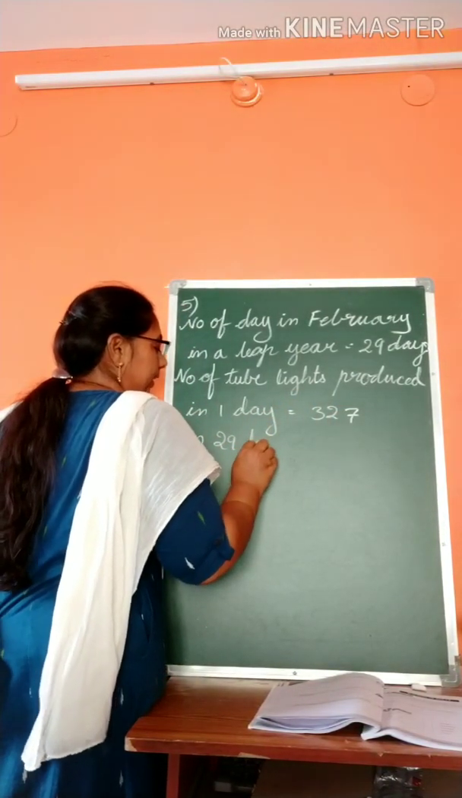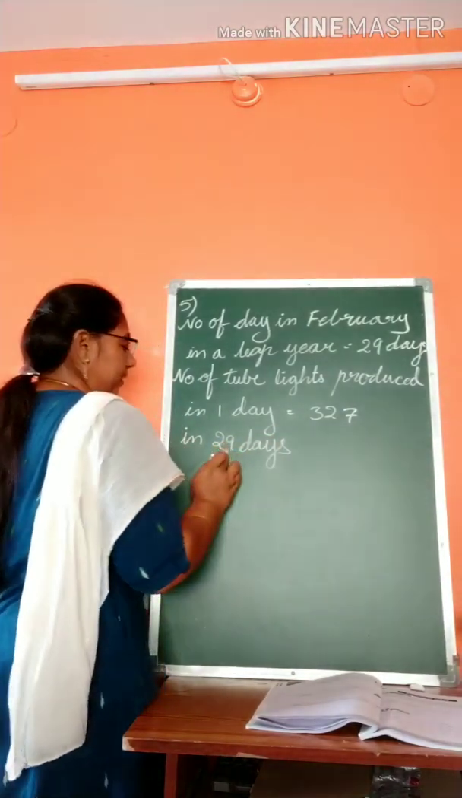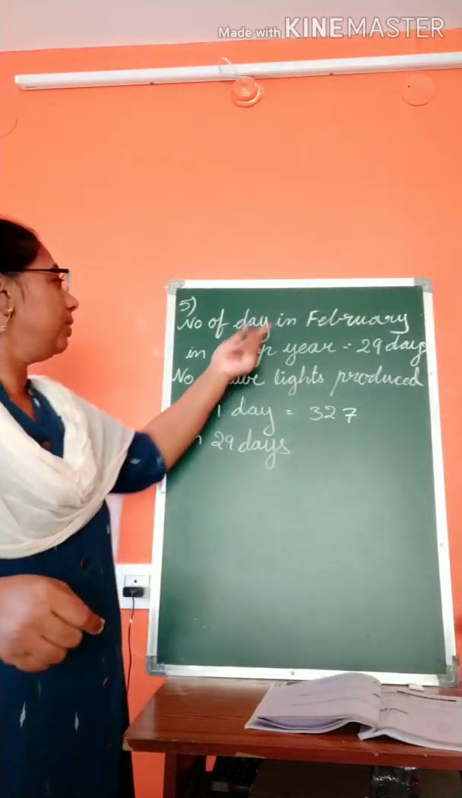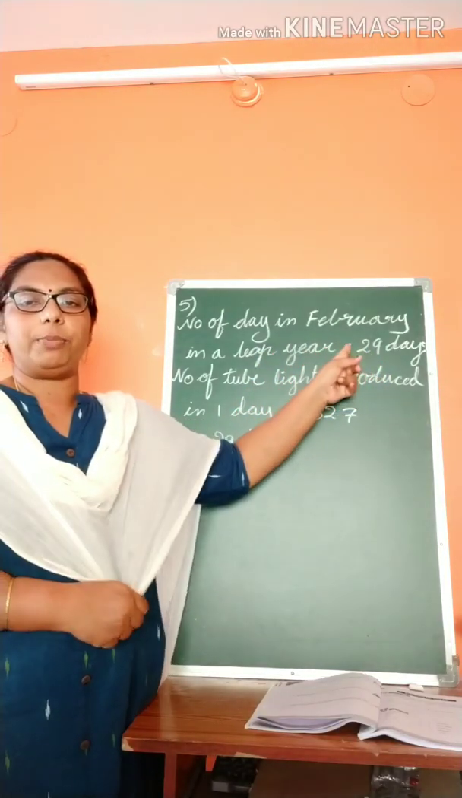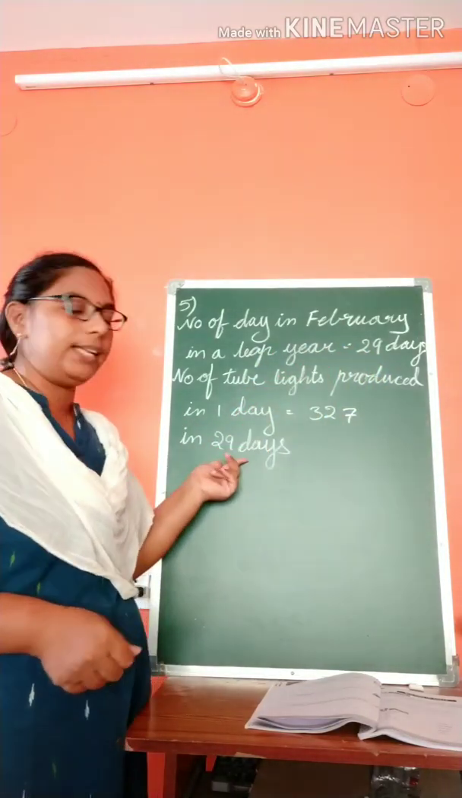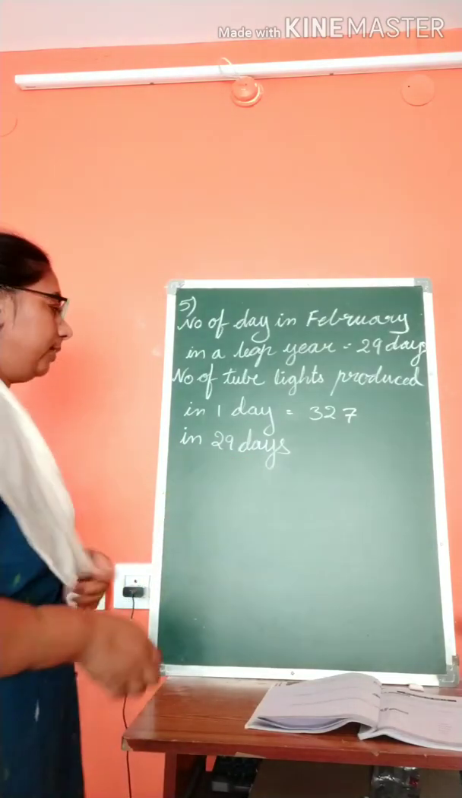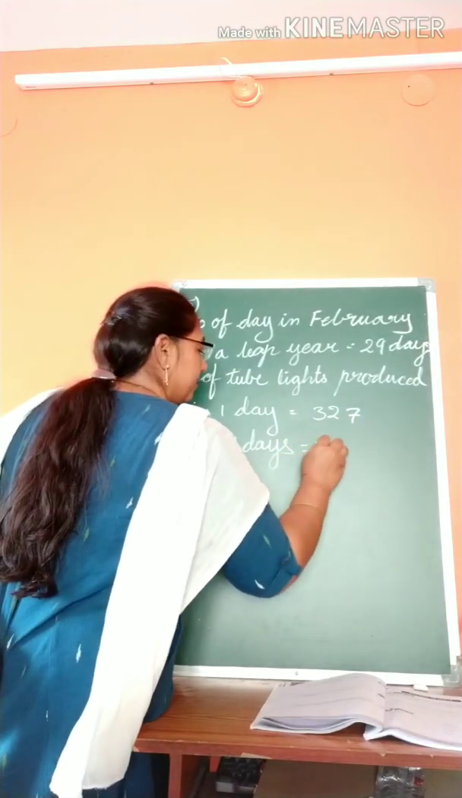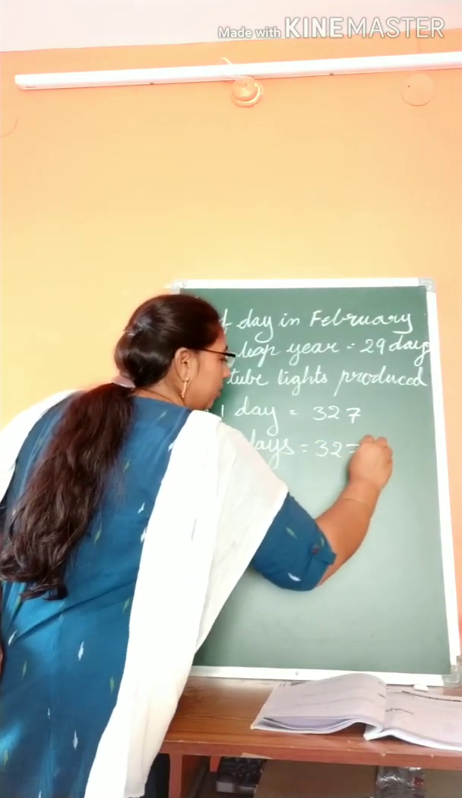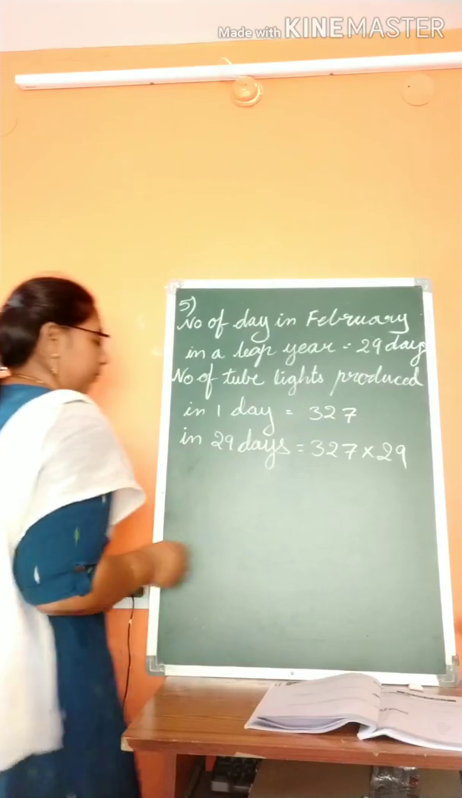Why were we taking 29 days? We can take some other days, no? Because they gave the month of February in a leap year, and the number of days in the month of February in a leap year is 29 days. So we are taking 29 days. So number of tube lights produced in 29 days is 327 into 29. Multiplication.